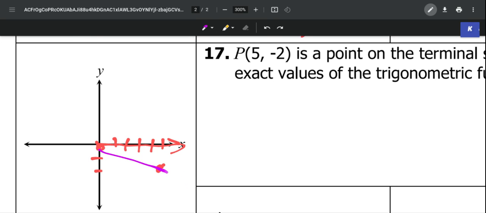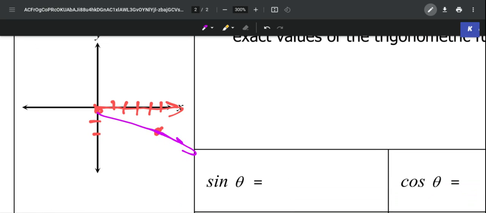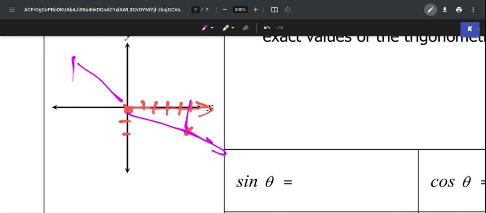So then we can make a triangle based upon this. Your triangle is just going to connect from your terminal side and go straight up to your x-axis. Say it were here, our triangle would be there. And if it went down here, your triangle would be there. Pretty much it's like using your reference angle. So our triangle here would look like this.